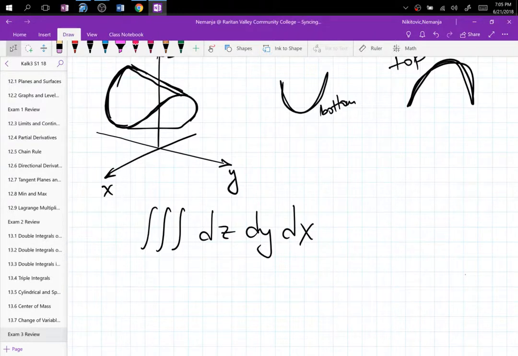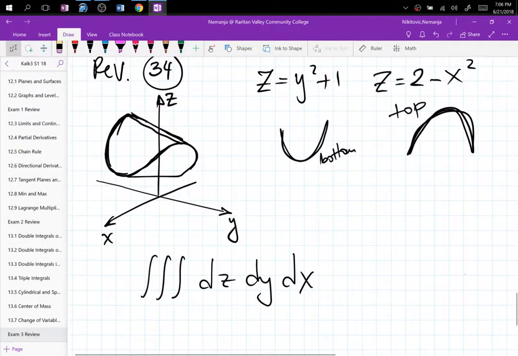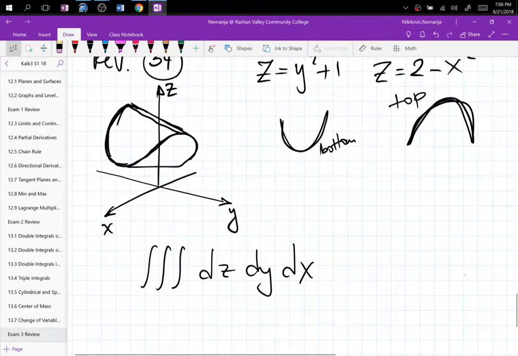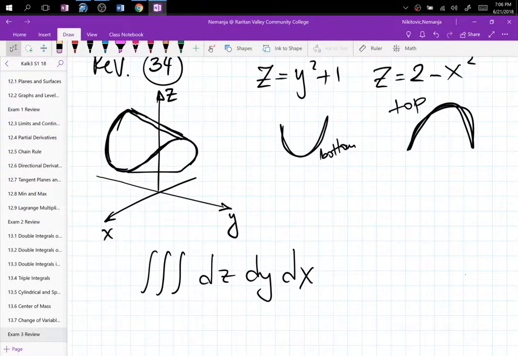All right. We have now the projection. So we already know that the top equation is going to be 2 minus x squared, and the bottom is y squared plus 1. So that's the outer integral, that's the dz integral. We could actually do this as a double integral and then just use 2 minus x squared minus, in parentheses, y squared plus 1 inside as the integrand. For this one, does it matter what order you put x in? Well, it's symmetric, so let's see.